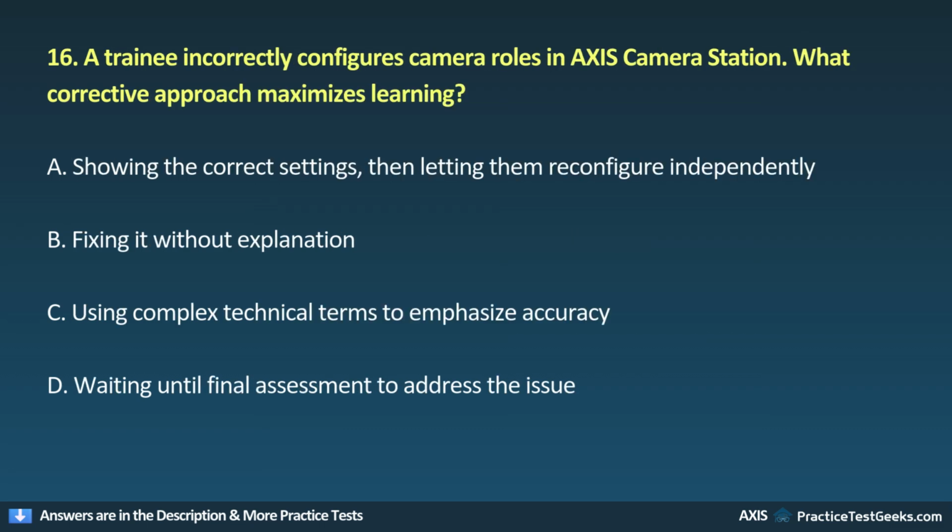16. A trainee incorrectly configures camera roles in Axis Camera Station. What corrective approach maximizes learning? A. Showing the correct settings, then letting them reconfigure independently. B. Fixing it without explanation. C. Using complex technical terms to emphasize accuracy. D. Waiting until final assessment to address the issue.